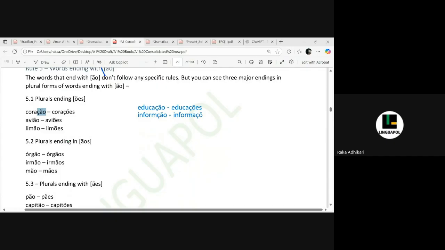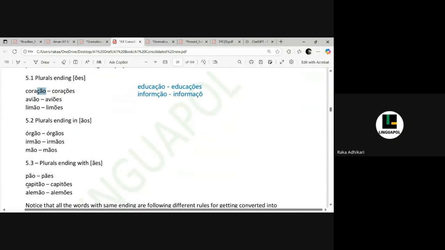Now, under the endings of "ão," we can have three types of plurals. That is "ões," "ãos," and "ães." We have some examples here. Avião becomes aviões, limão becomes limões. Then for the second one, irmão becomes irmãos, and mão becomes mãos. For plurals ending in "ães," we only have one example here, that is pão becomes pães. These two examples here, capitão and alemão, are actually examples of the first rule, 5.1. Capitão becomes capitões, alemão becomes alemães.